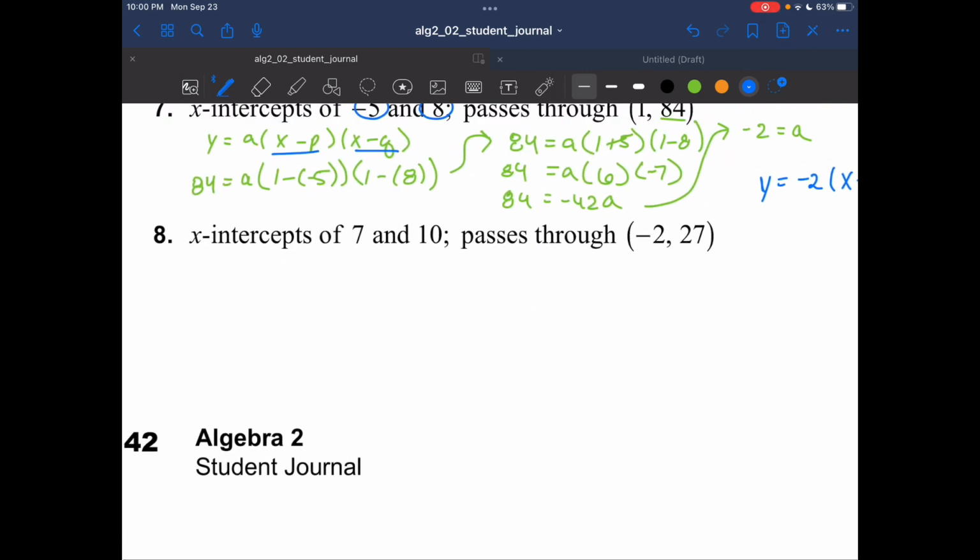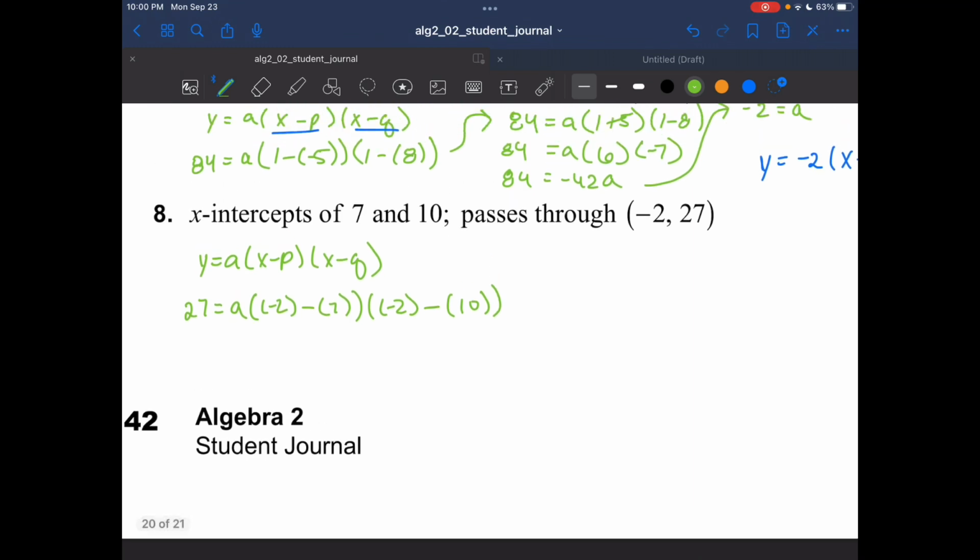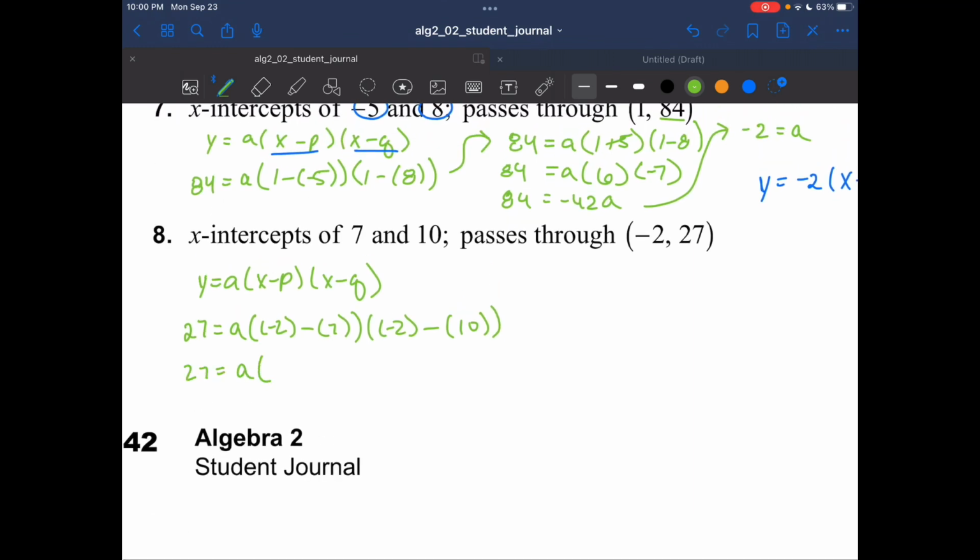Okay. Last but not least is this question here, similar reasoning. I'm going to break this one down again, just like I did the last one. We have y equals a(x - p)(x - q). My y value is 27. We don't know a. We have an x value of -2 and a p value of 7. We have an x value of -2 and a q value of 10. Okay, so this will be 27 equals a times (-2 minus 7) which is -9, and (-2 minus 10) which is -12. So 9 times 12 is 108.